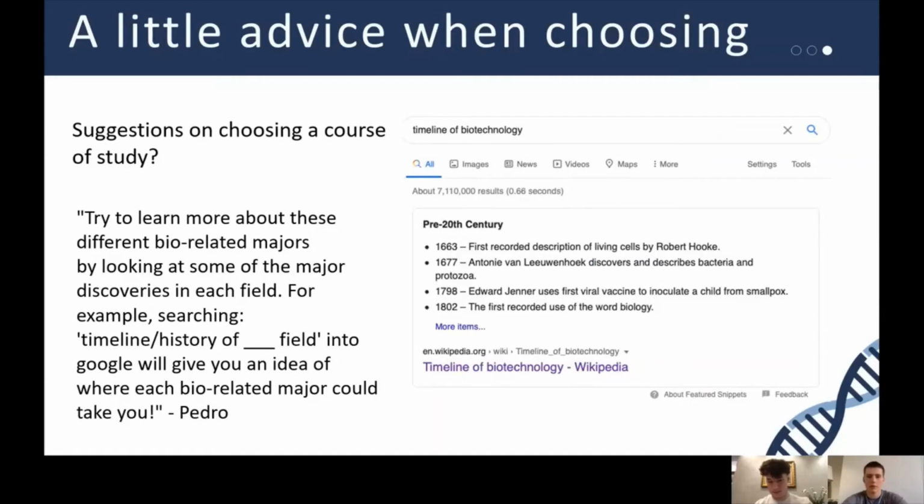So I definitely agree with the advice Stefan's just given. And one tip that I've got to try and do a bit more research about your different options is to try to learn more about different bio-related majors. One way to do this is by looking at the major discoveries in each field. By searching timeline or history of a certain field into Google and finding the Wikipedia page, it will give you a really nice summary of the history of that field and where we're currently at now. And this will inform you if it's something you would like to be involved with.